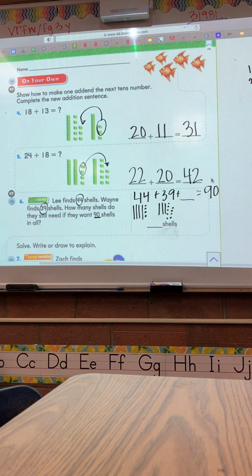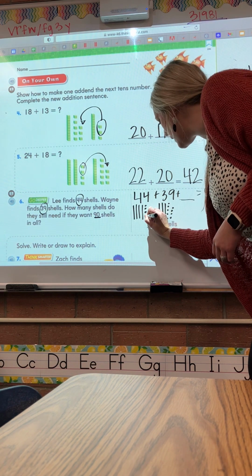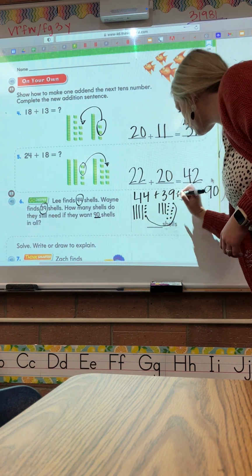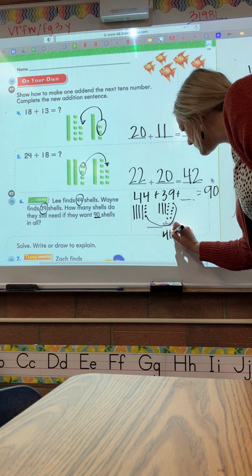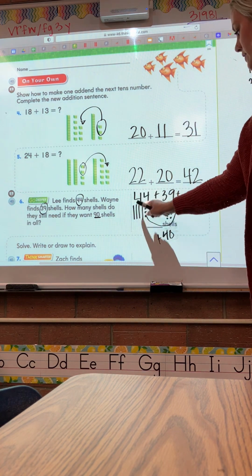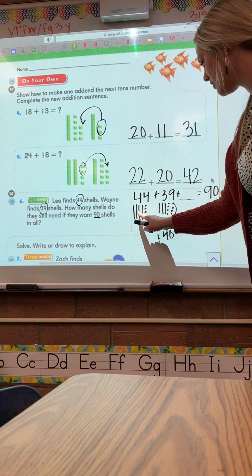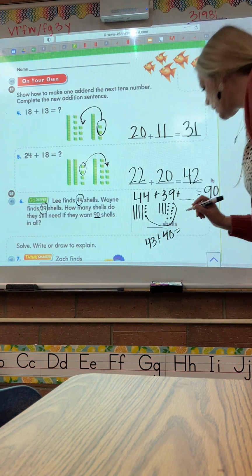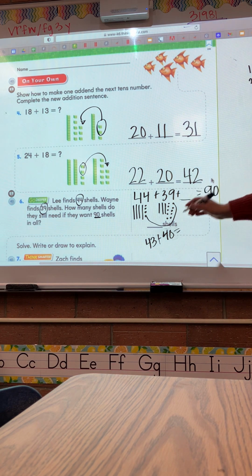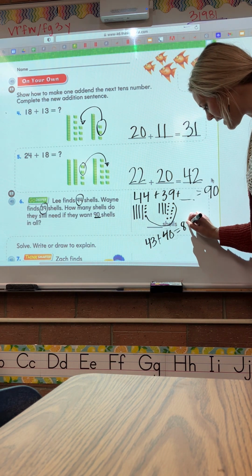Okay, 9 only needs one more, so I'm going to take this one away, put it over here, and now I have 10, 20, 30, 40. And since I only took one away here, I have 10, 20, 30, 40, 41, 42, 43. 43 plus 40, I know that that gets me to 83.